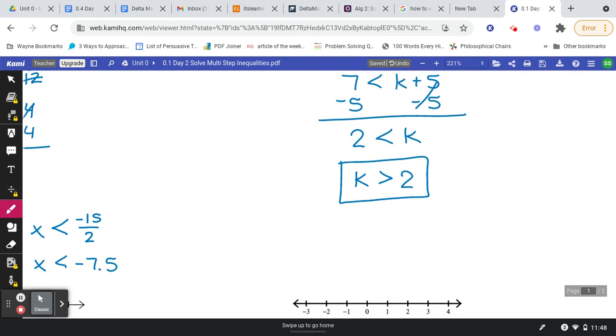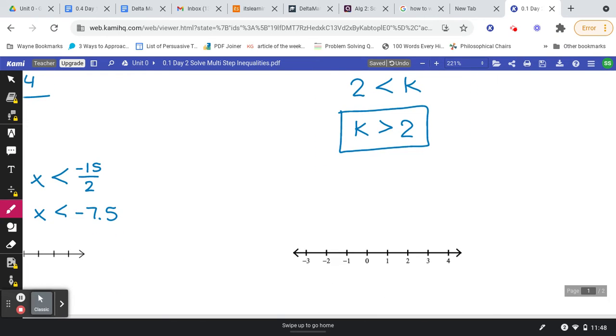This will be an open circle because it does not have the or equal to line. And you could even see that this arrow is pointing to the right, which means it's a greater than symbol. So we're going to do 2, open circle, and fill it in and point that arrow to the right-hand side. Just like that.